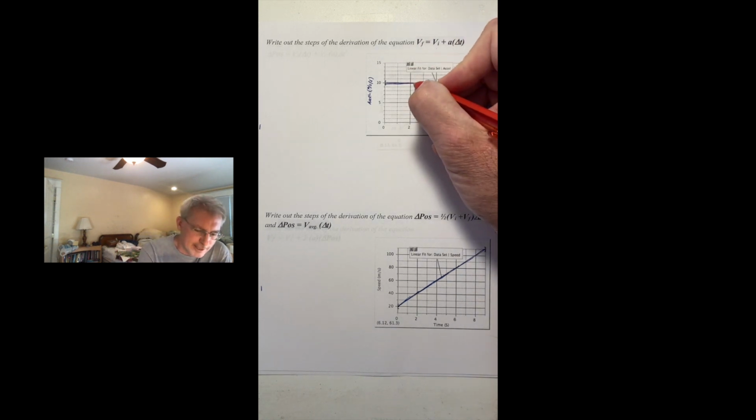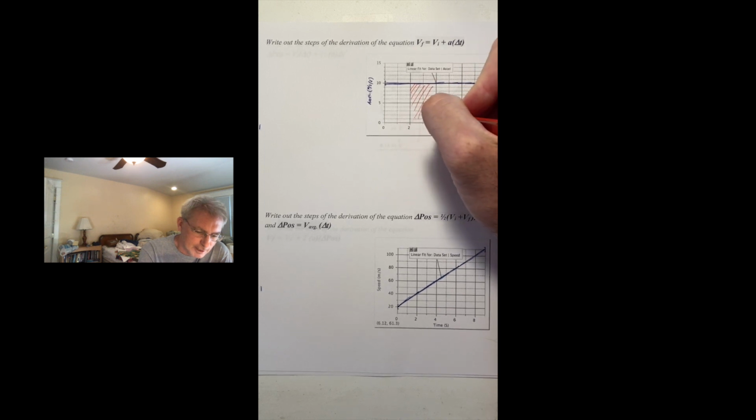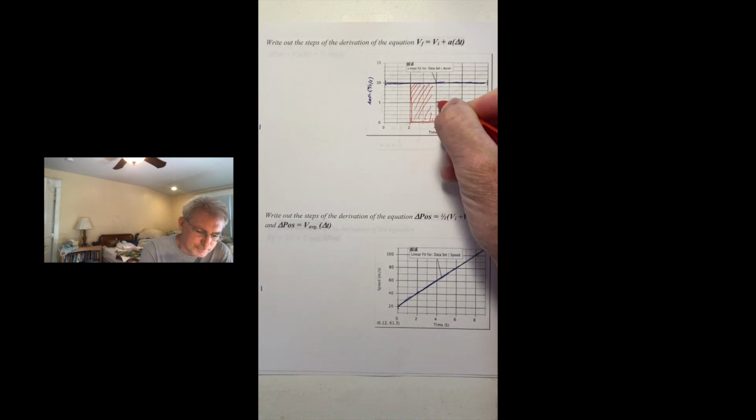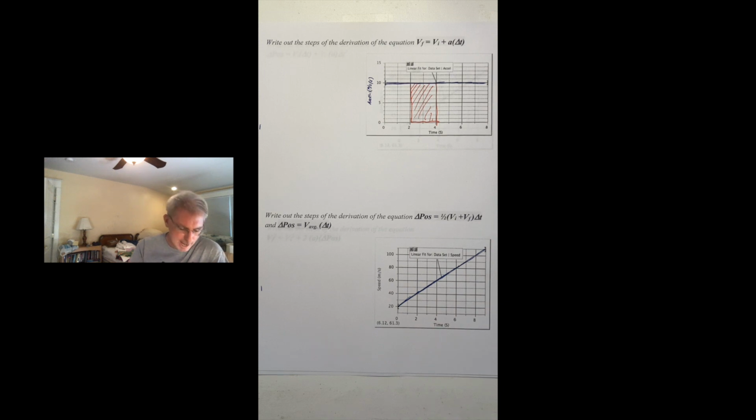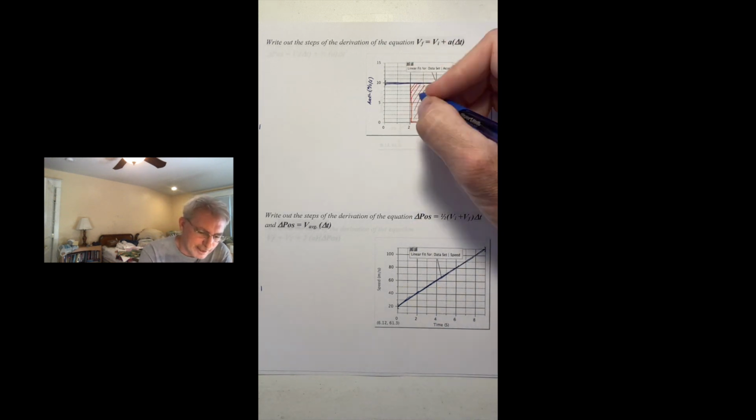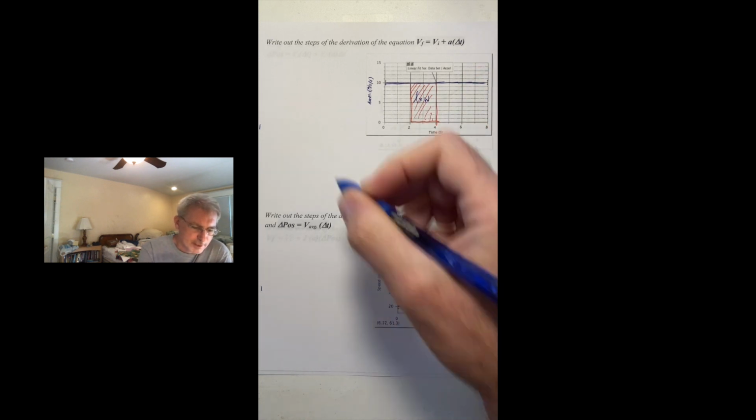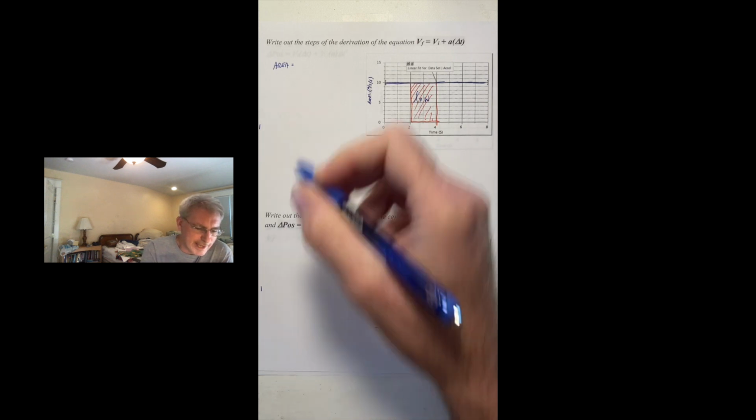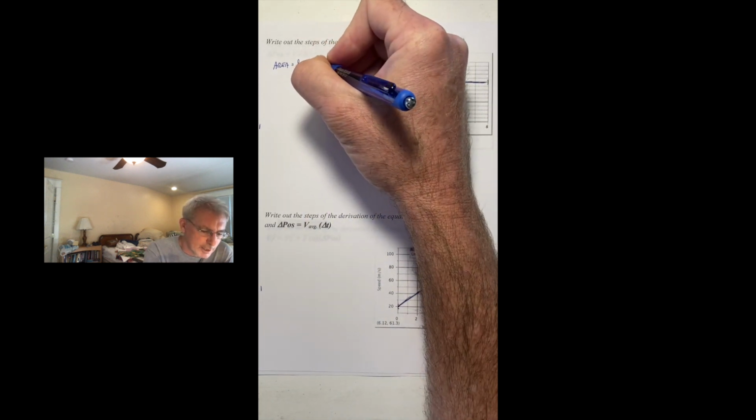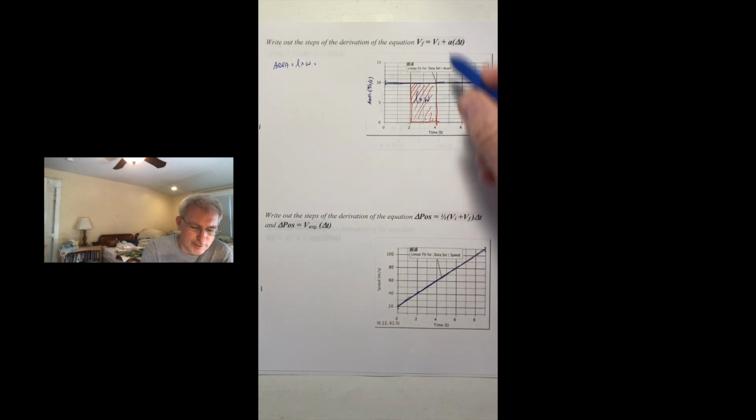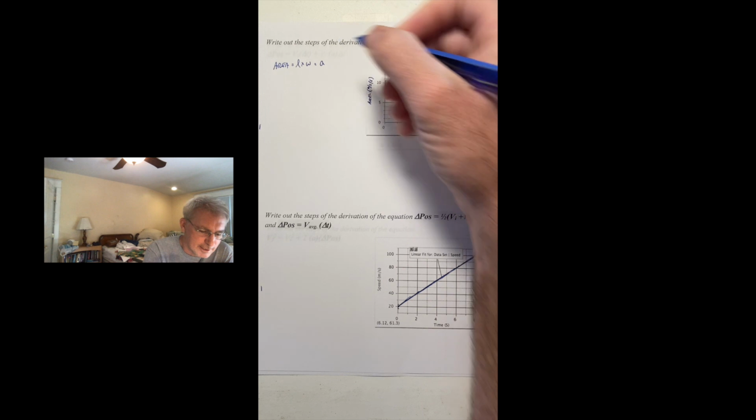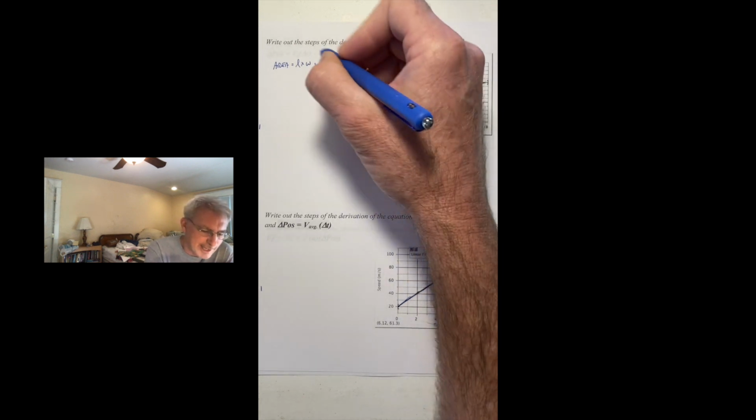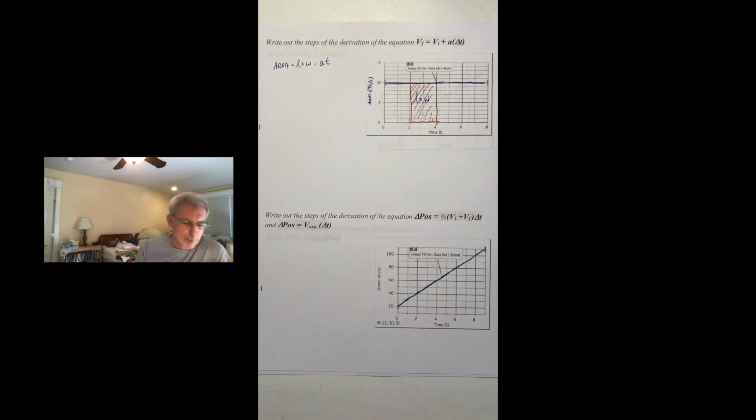Let's say I take a look at this area right here. It traces out a rectangle, right? And the area of a rectangle is your length times your width. So my area equals my length times my width. Or let's do it this way: my length is going to be my acceleration, A, and my width is going to be my time, T. So this area is an acceleration times a time.